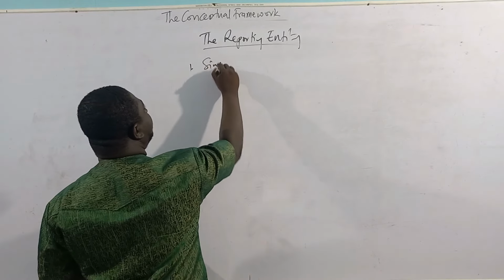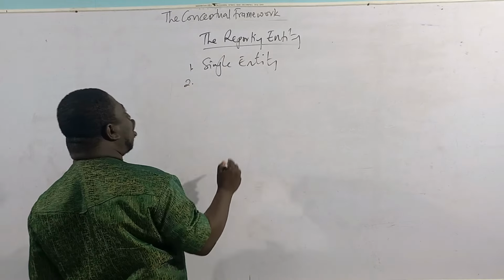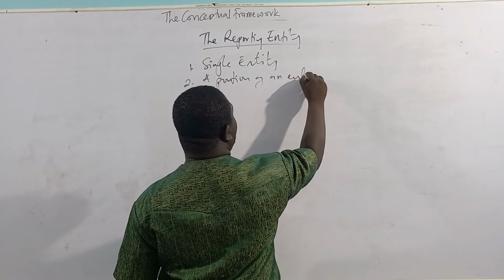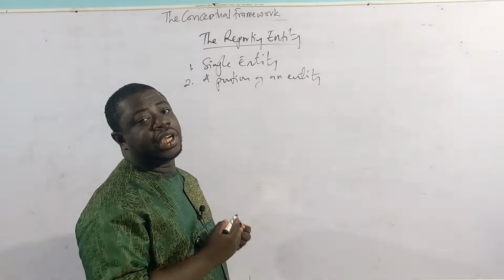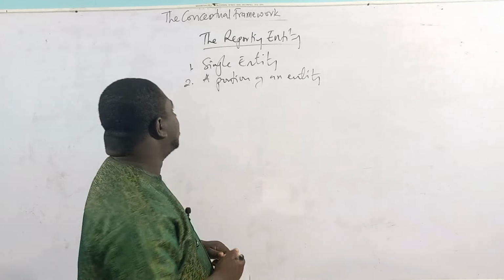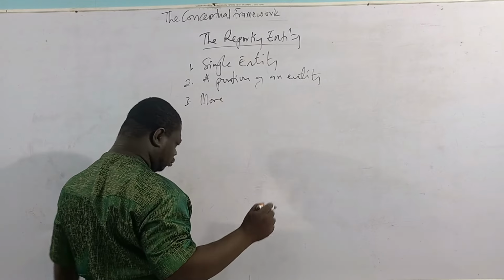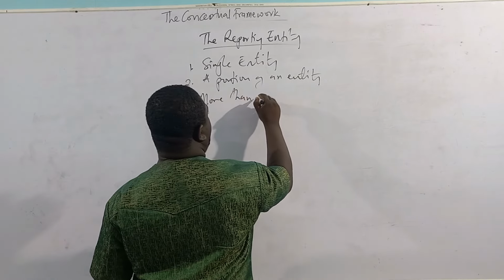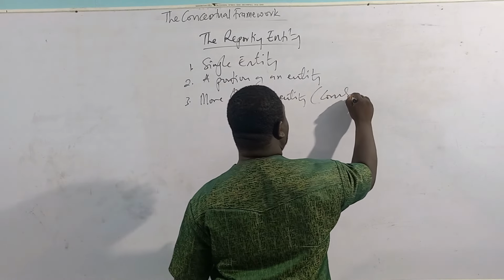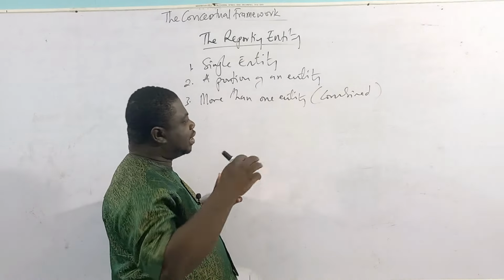We have the single entity. So a single entity can prepare financial statements, or a portion of an entity. When we say a portion of an entity, we are talking about divisions, okay? It could be strategic business units. Or more than one entity, or a combined business, like a group, a parent with their subsidiaries and all that.